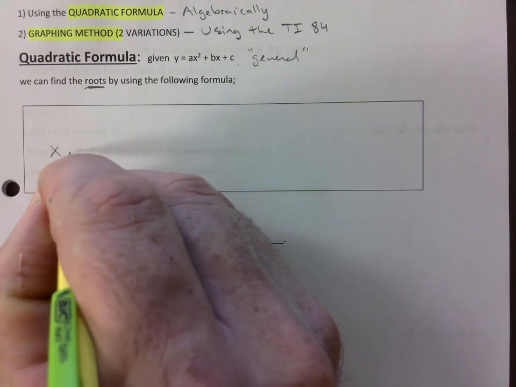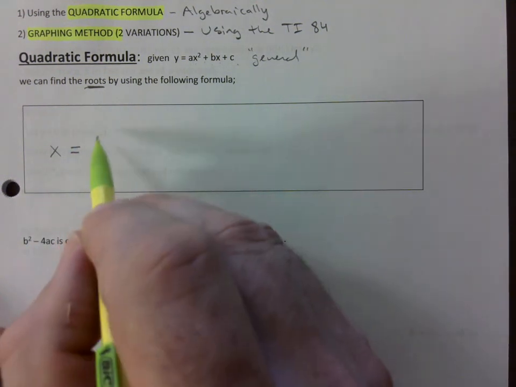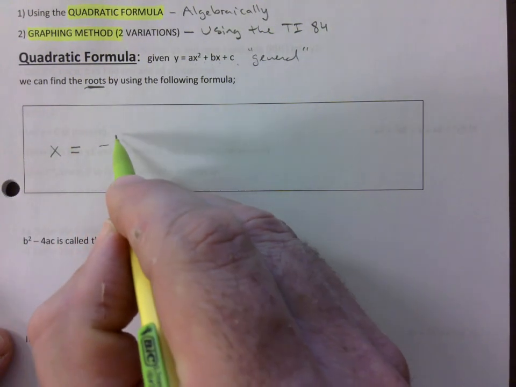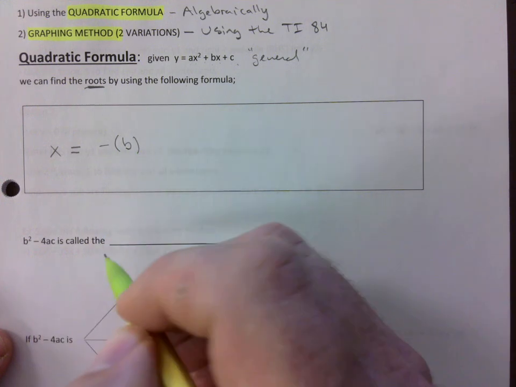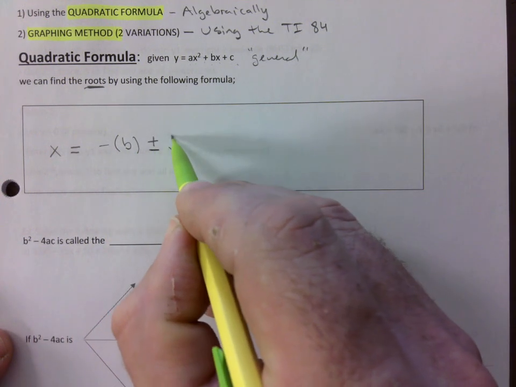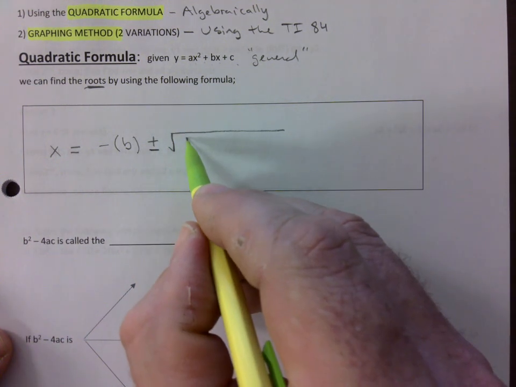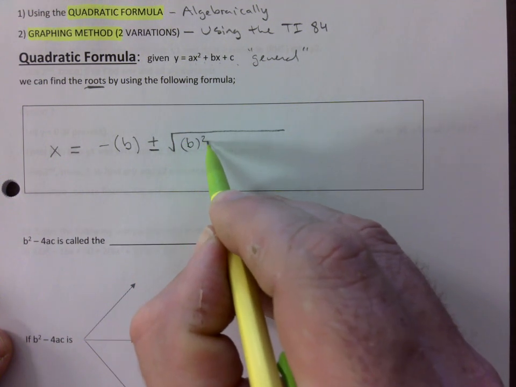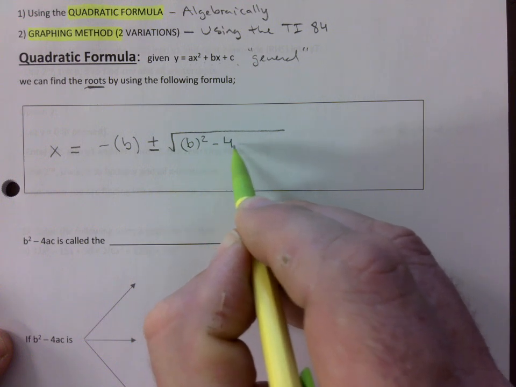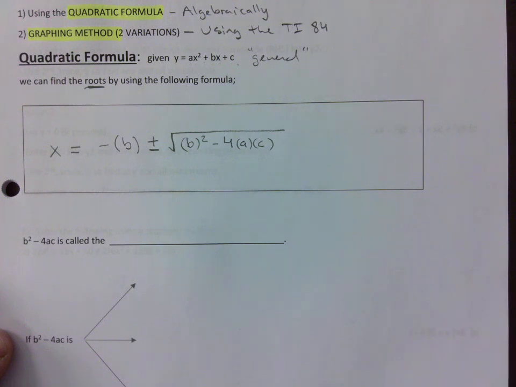x, as in the x-intercepts, is going to be equal to negative b, plus or minus the root of the following: b squared minus 4ac. It looks a little scary, but trust me, it's all about plugging in and solving it. That's all there is to it. Make sure you have it exactly this way.